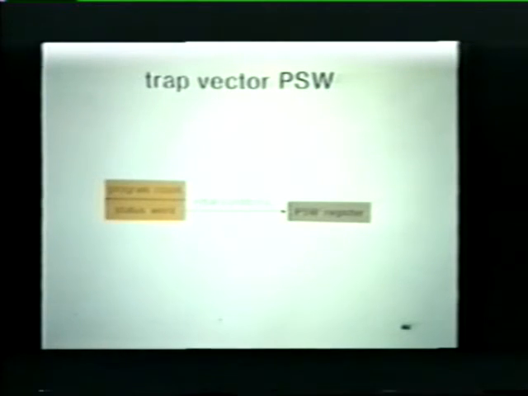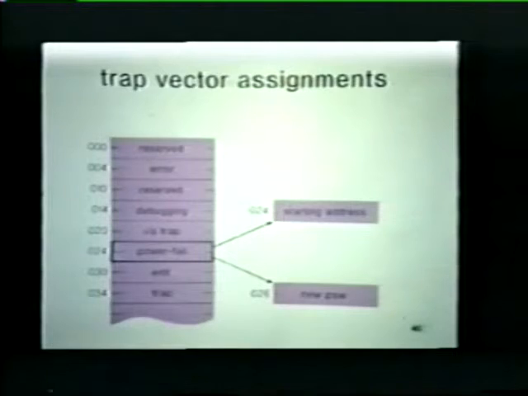Once the status word has been retrieved, it establishes initial conditions that apply while the processor is executing the error handling routine. Here we see the possible trap vectors and the memory locations that they occupy. Remember, each trap vector requires two word locations. One location contains the starting address of the error handling routine. The other contains the new PSW. For example, the trap vector for power fail resides in word locations 024 and 026.